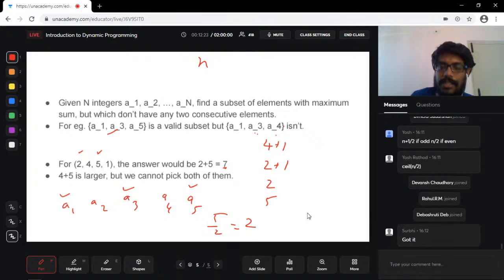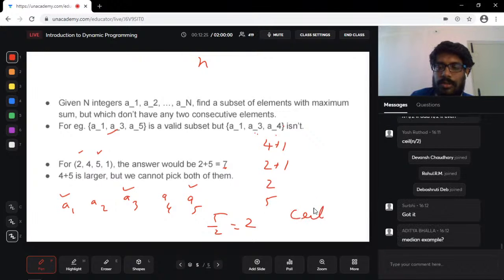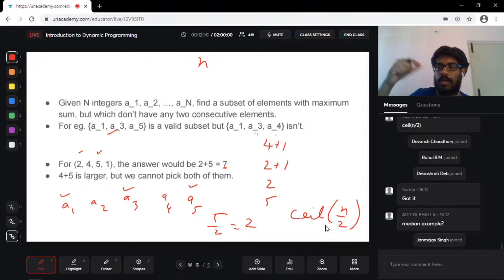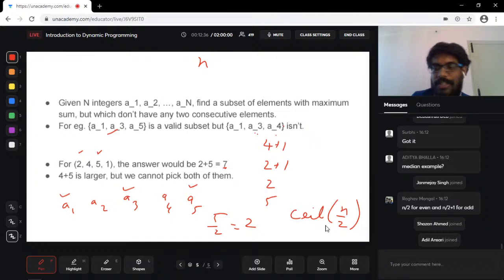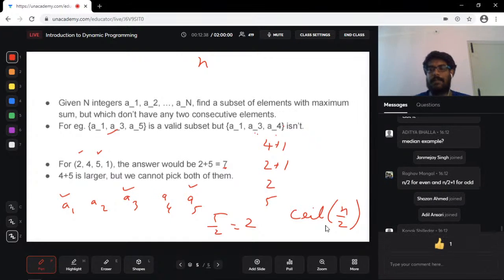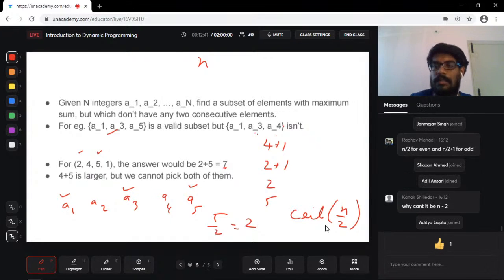So what is the answer? The answer is actually the ceiling of n by 2. Whatever number you get, if it's a fraction, it's the number above it. If it's an even number, it's just n by 2. Otherwise, it's n by 2 plus 1.